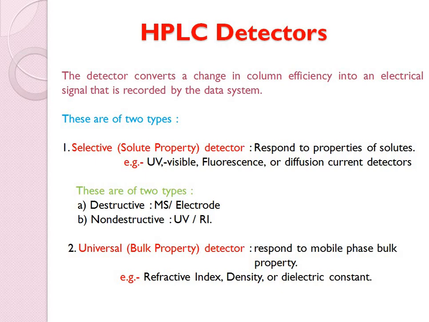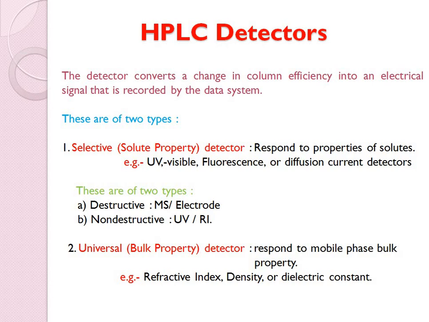There are two types of detectors. First is the selective detector. It is also called solute property detector, and another is the universal detector. It is also called bulk property detector. So in the first, selective or solute property detector, it responds to properties of solutes. For example, UV visible detector, fluorescence detector or diffusion current detector.